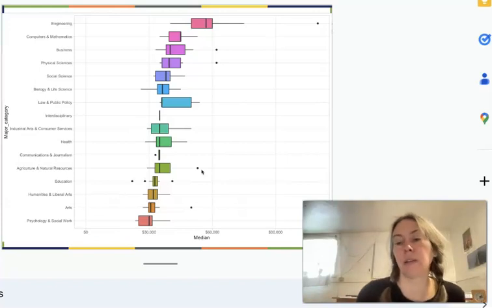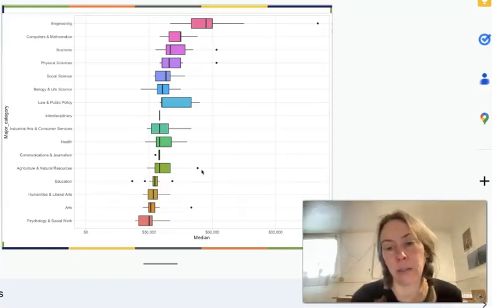The cool thing about this is it's giving you a lot of quantitative information, but it's not overloading you with numbers. You're just looking at a picture and seeing that information.